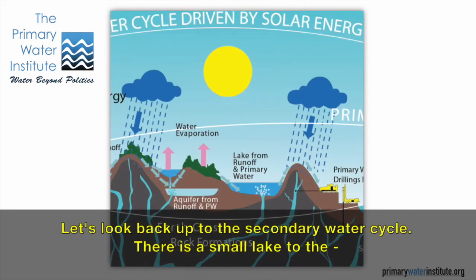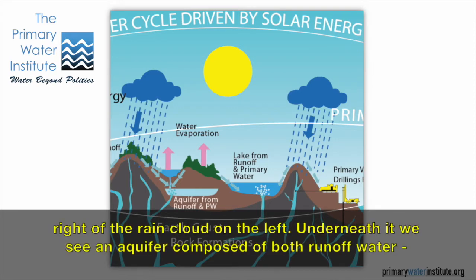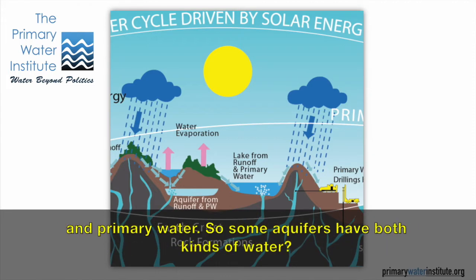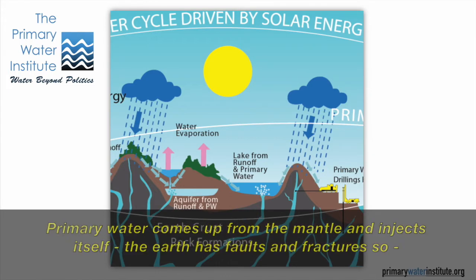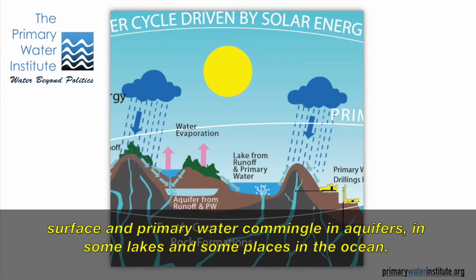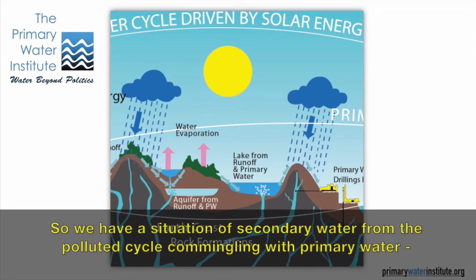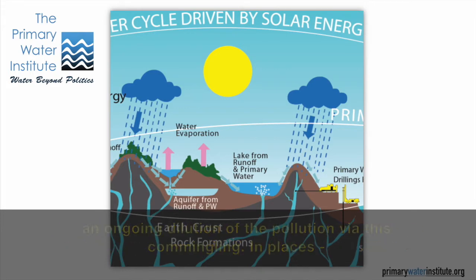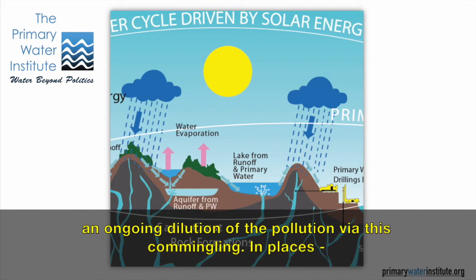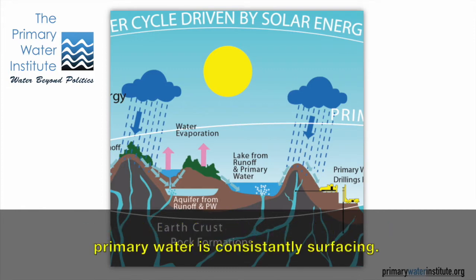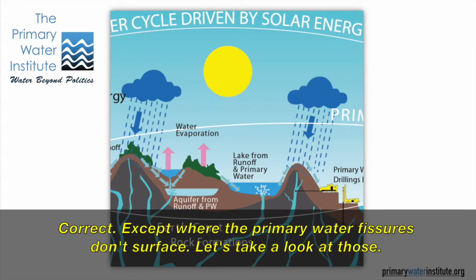Let's look back up to the secondary water cycle. There is a small lake to the right of a rain cloud on the left. Underneath it, we see an aquifer composed of both runoff and primary water. So some aquifers have both kinds of water? Primary water comes up from the mantle and injects itself. The Earth has faults and fractures, so surface and primary water commingle in aquifers, in some lakes and some places in the ocean. This is shown on the illustration in the area directly below the sun. So we have a situation of secondary water from the polluted cycle, commingling with primary water, an ongoing dilution of the pollution via this commingling. In places primary water is consistently surfacing. Correct, except where the primary water fissures don't surface.